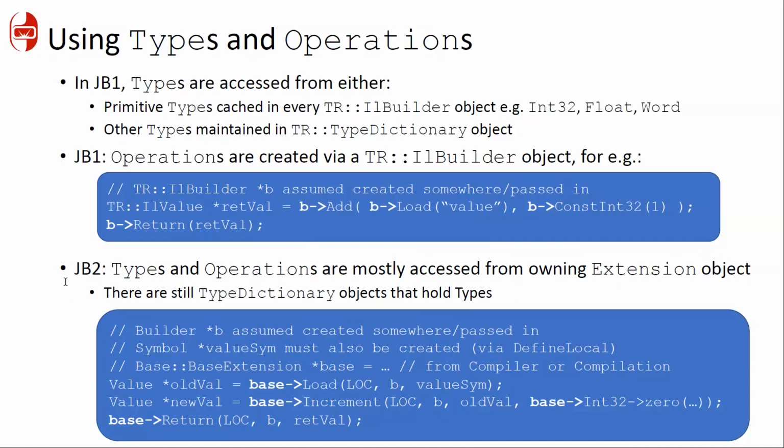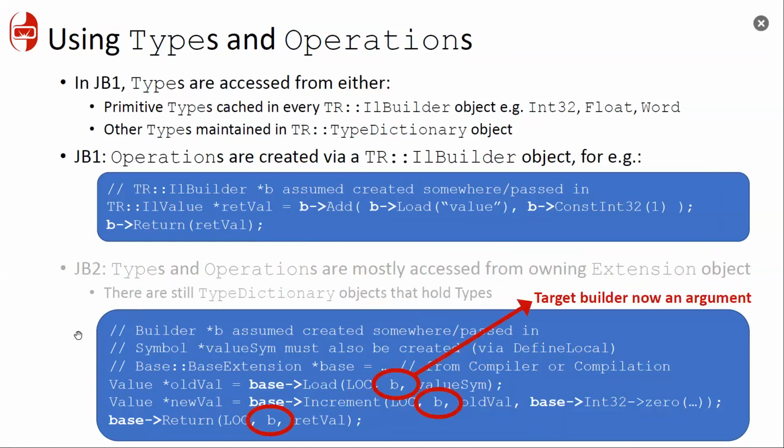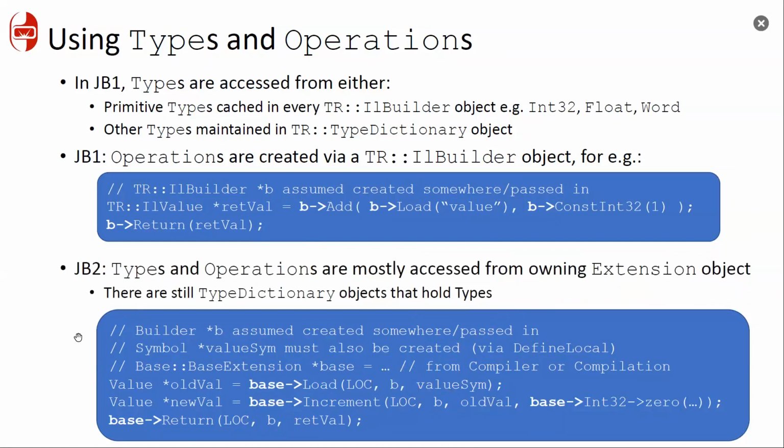In JitBuilder 2, you're now mostly accessing types and operations from an extension object, which is the extension object that owns or created those types and operations. There are still type dictionary objects that hold types, but they're a little bit less commonly used, I've found, at least in the very small number of code samples that I've done. So here again, you've got some builder B that is the code path where these operations are supposed to be injected.